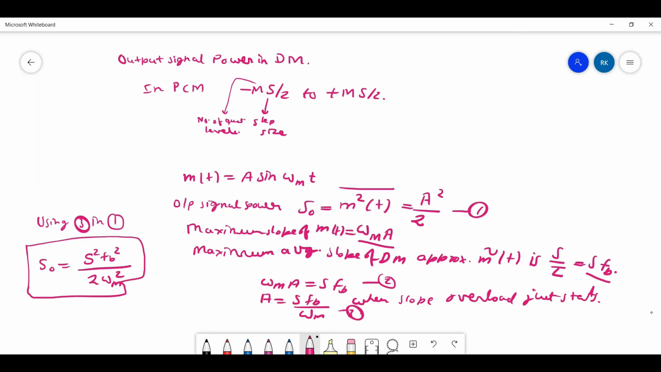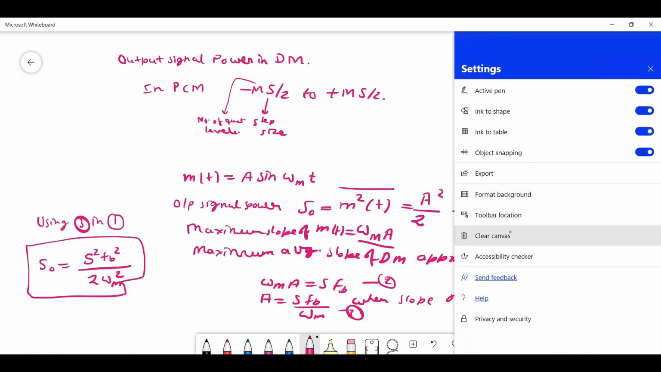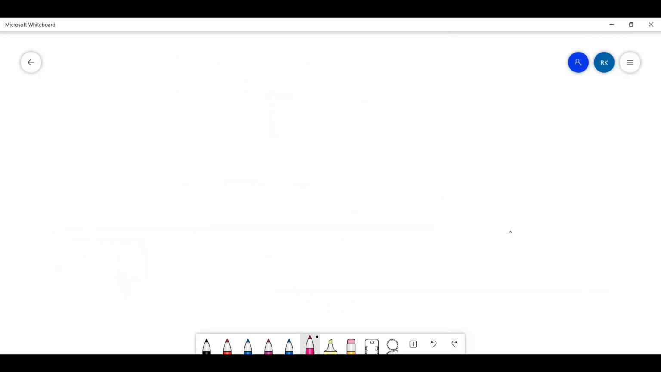Now, there's another quantity that we need to discuss, and that is, I'm now going to clear this canvas and discuss a new quantity related to DM. New quantity of interest is output signal to quantization noise ratio. I'm going to discuss about output signal to quantization noise ratio, also denoted by S upon NQ for DM.